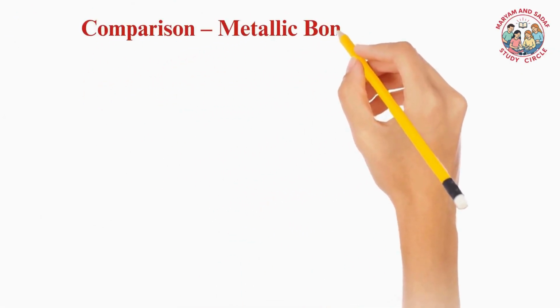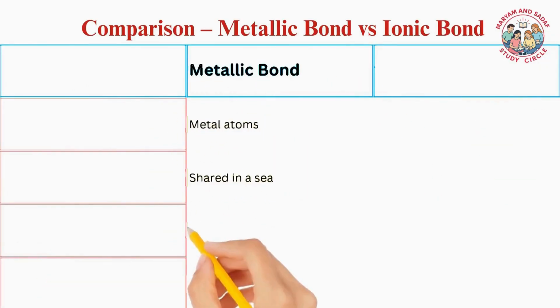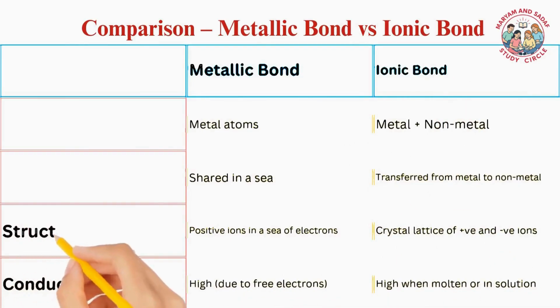In this table, a comparison between metallic and ionic bonds is shown in terms of types of atoms, electrons, structure, and conductivity.